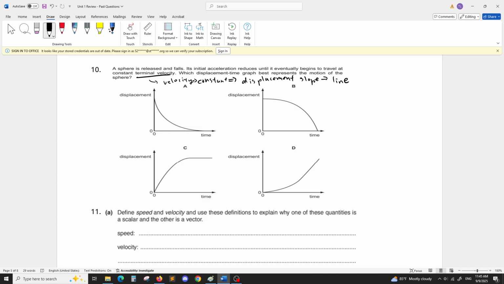So one thing we should note is that the sphere is released and falls. So that means that our displacement has to start from 0. So we can automatically eliminate A and B. And as it falls, we know that gravity is equal to negative 9.8 meters per second squared. So that means that it should actually curve upwards because it is accelerating, but then it will turn into a straight line as it reaches terminal velocity. So then it should be just B.